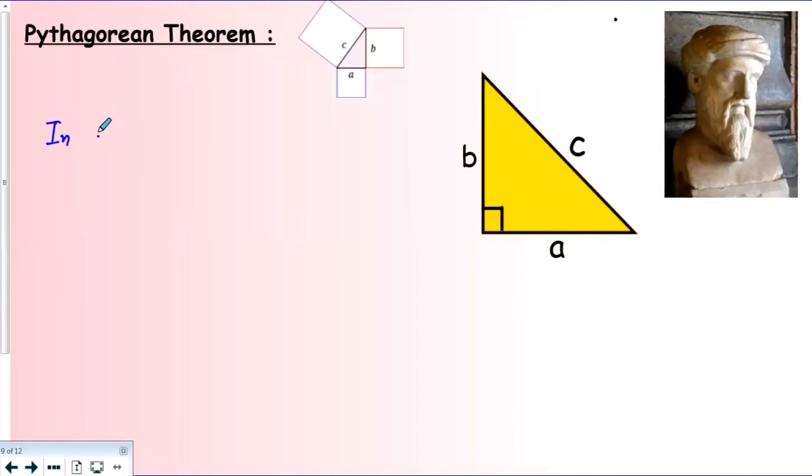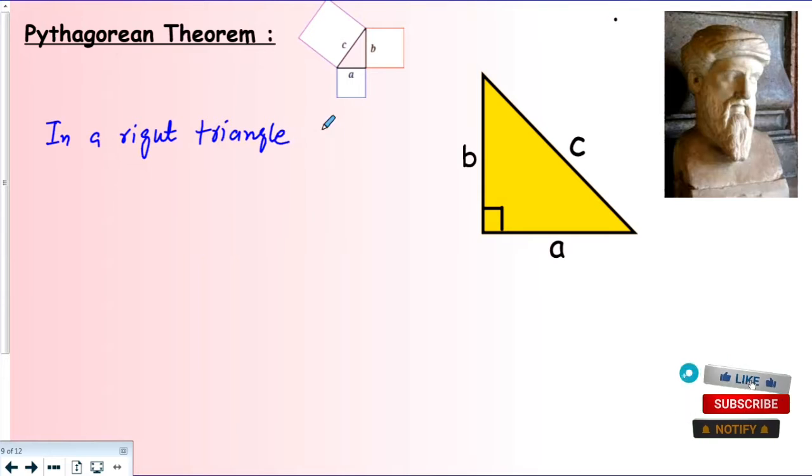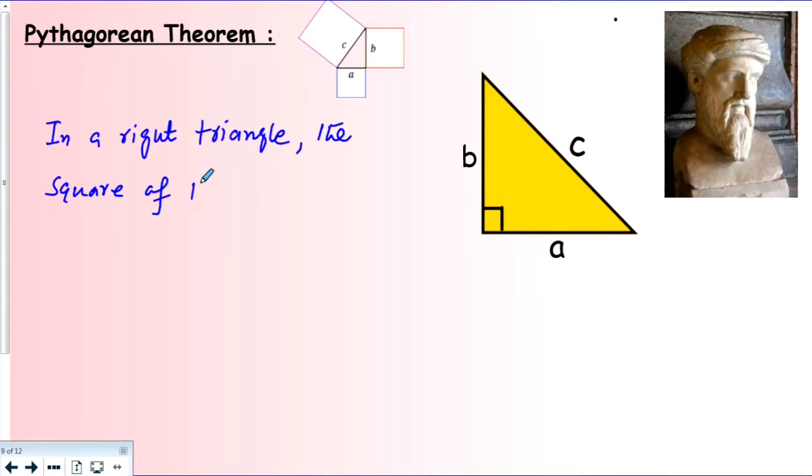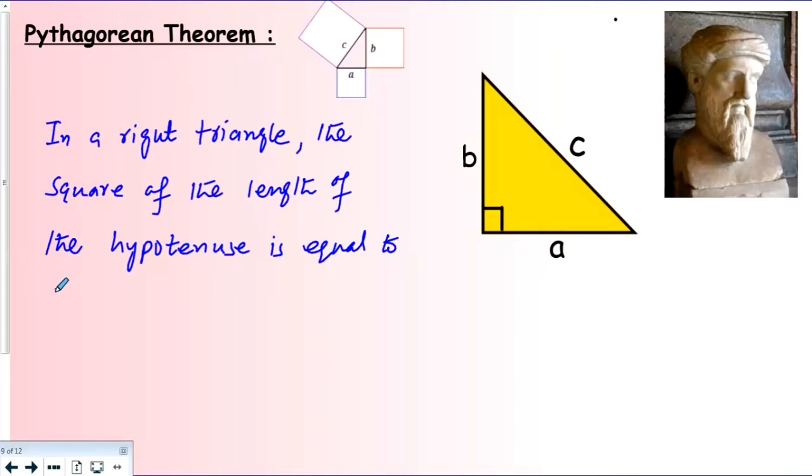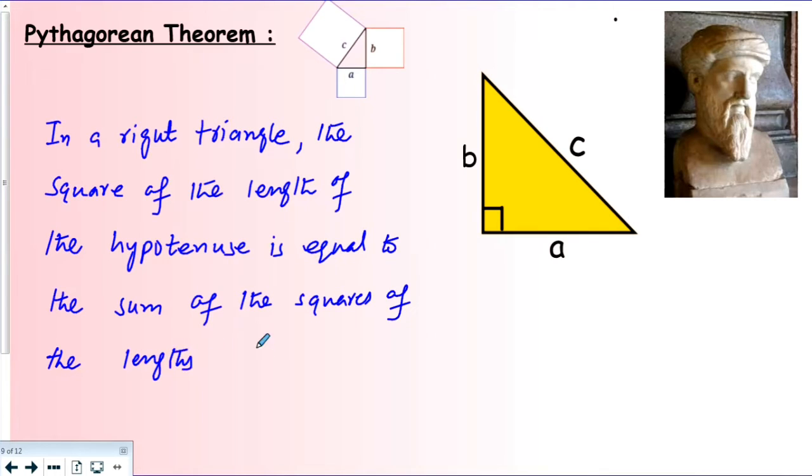Right triangle. In a right triangle, the square of the length of the hypotenuse is equal to the sum of the squares of the lengths of the legs or sides.